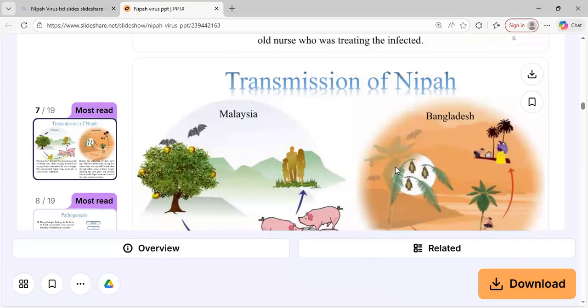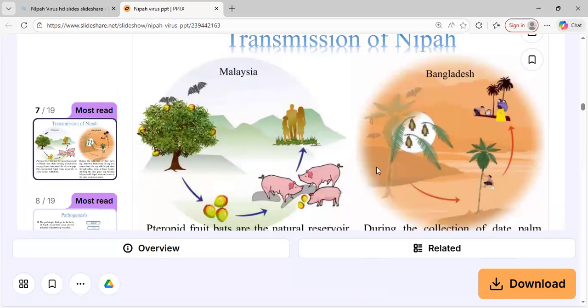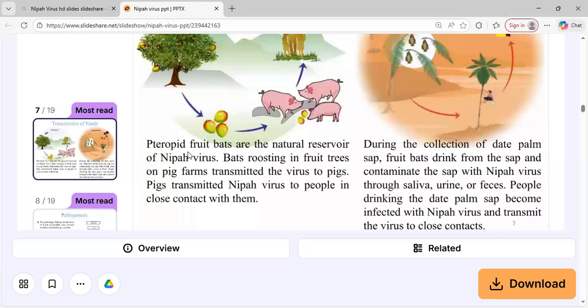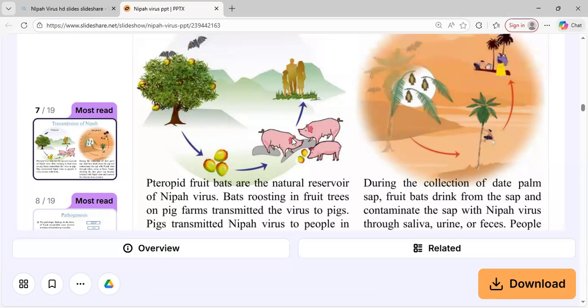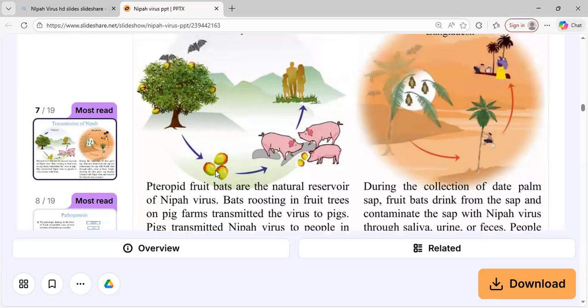Now we can see how the transmission of Nipah virus occurs. First of all, the pteropid fruit bats are the natural reservoir. These are the bats which eat pteropid kinds of fruits. These bats are the natural reservoir of the Nipah virus, which gets transferred into the pig, and from the pig it gets transferred into the human.